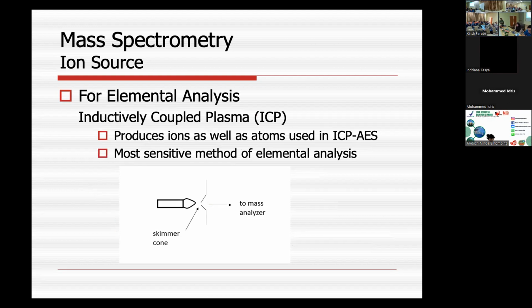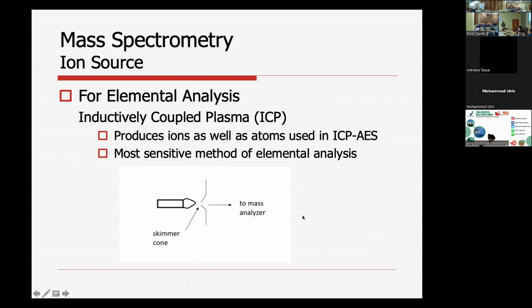Berikutnya, ini yang digunakan untuk menentukan elemennya. Ini kita sebut dengan ICP. Ini memproduksi ion dari suatu atom yang digunakan dalam ICP. Ini untuk menentukan analisis elemental. Jadi unsur-unsur, misalkan logam-logam berat yang tadi dijelaskan, bisa ditentukan dengan menggunakan ICP-MS.